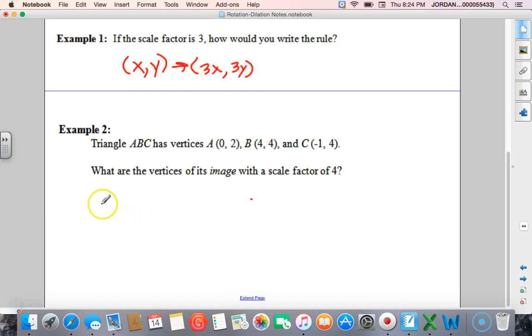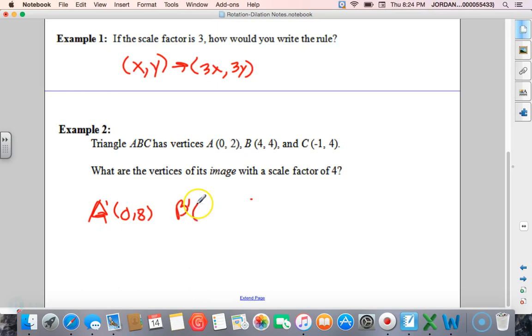Now you can probably just do it in your head, but it's always a good practice to write it down. I'm just going to do it in my head for you guys because I know y'all are really smart. So A prime is going to be x times 4, so 0 times 4, which is still 0, and 2 times 4, which is 8. So you're just multiplying both coordinates by the scale factor.